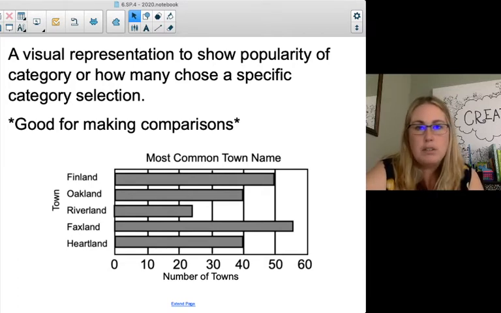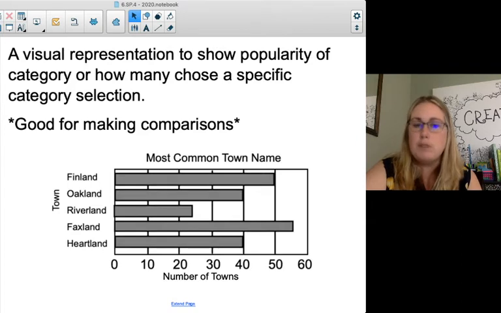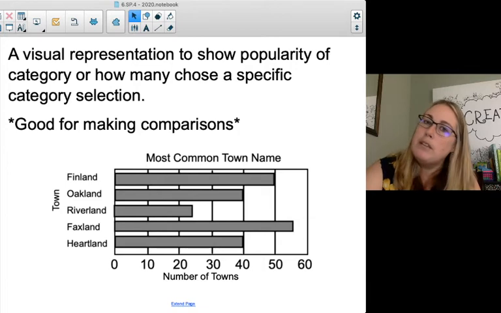Just another little fact of information, if you're creating these graphs in Excel or online, this first graph we looked at would actually be called a column graph because it's going straight up in the air, and this one would be called a bar graph. We call them both bar graphs in math, but if you were wanting to create them, the difference between those two is if it's sideways, it's a bar graph. And if it's up and down, it's a column graph.